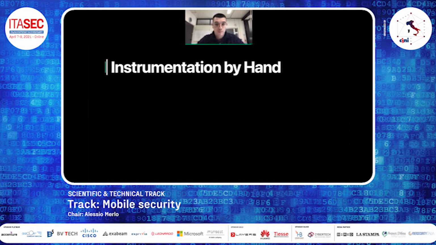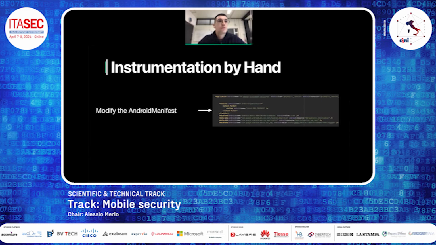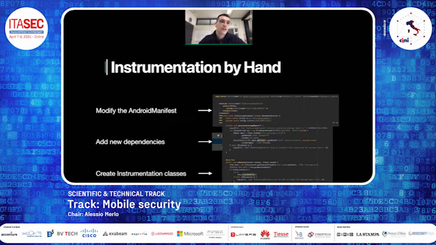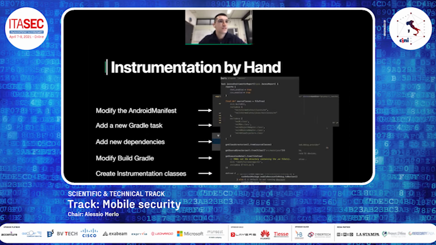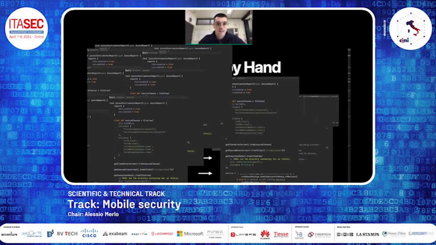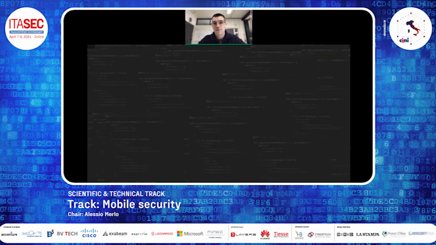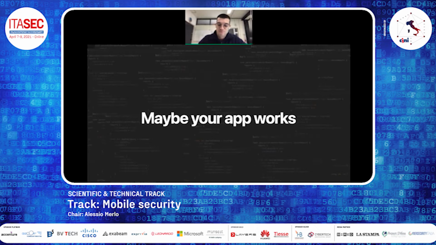But is it comfortable or practical to instrument an app by hand? Well, let's see. First of all, you need to modify the Android manifest. Then you need to add the new dependencies. And then you need to create instrumentation classes. You need to modify build Gradle. And then you need to add a new Gradle task. And then, if you didn't make any mistake, maybe your app works.